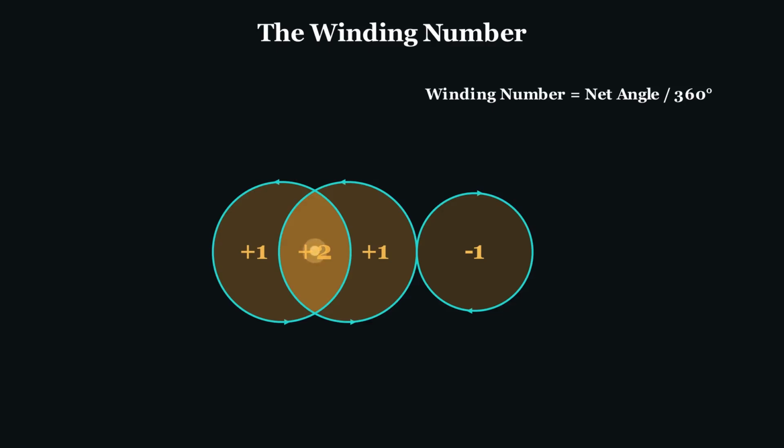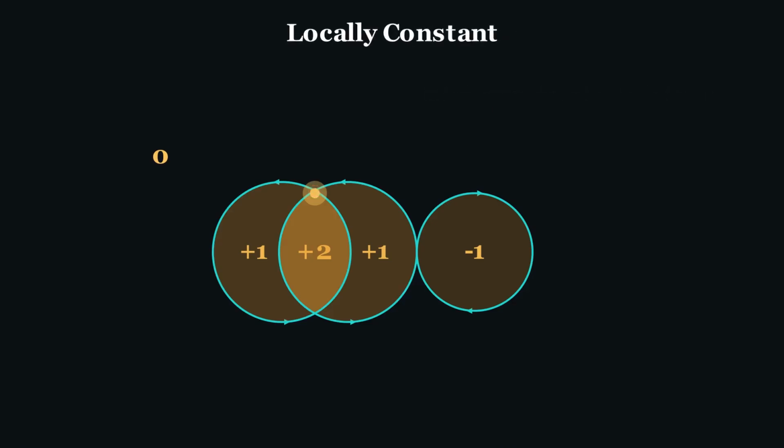Now, you might notice something striking. As long as our query point stays within an open region, its winding number never changes. Next, we will explore what happens the exact moment that point crosses a boundary line. Let us see what happens when we move our query point around.